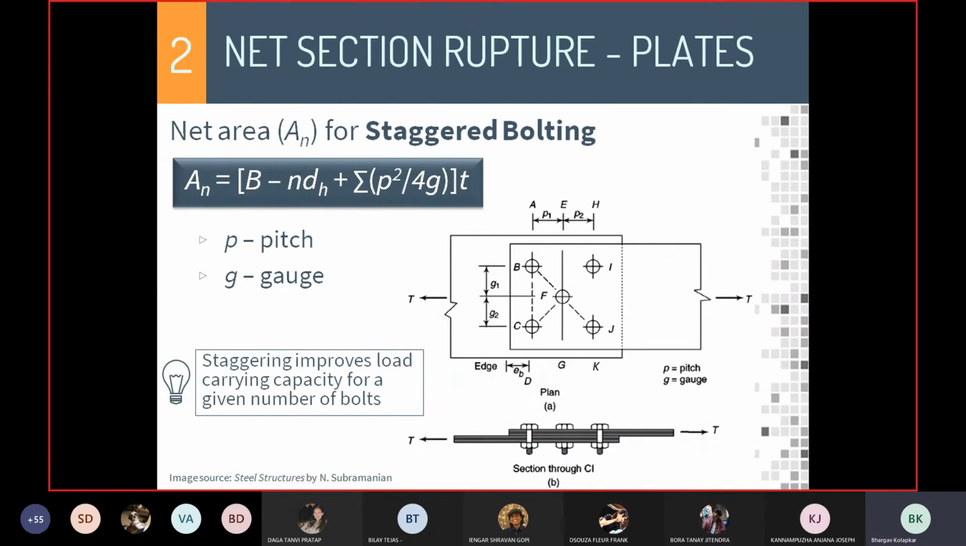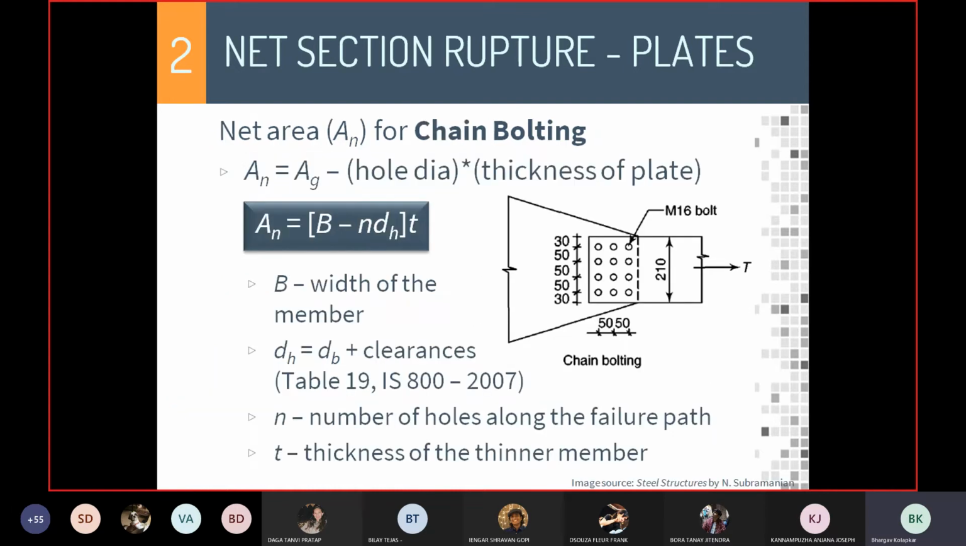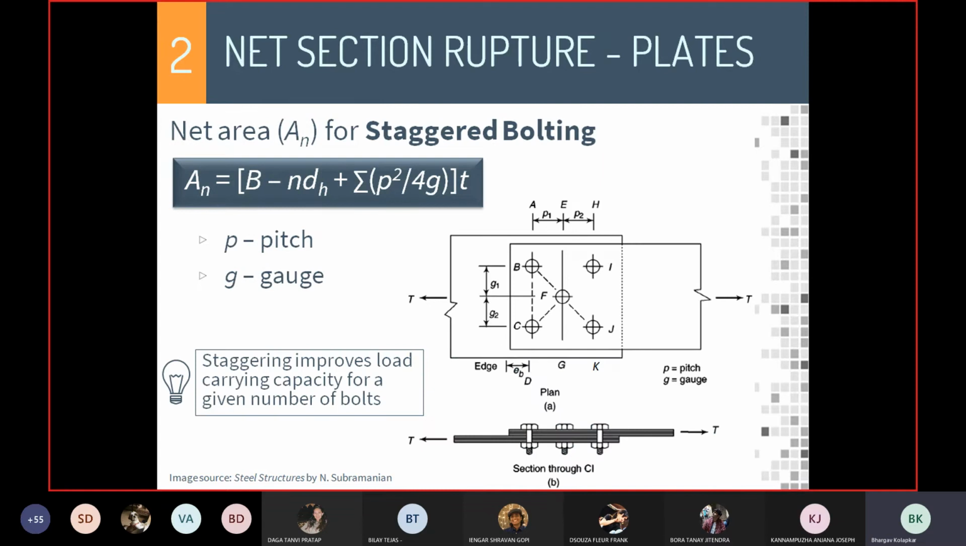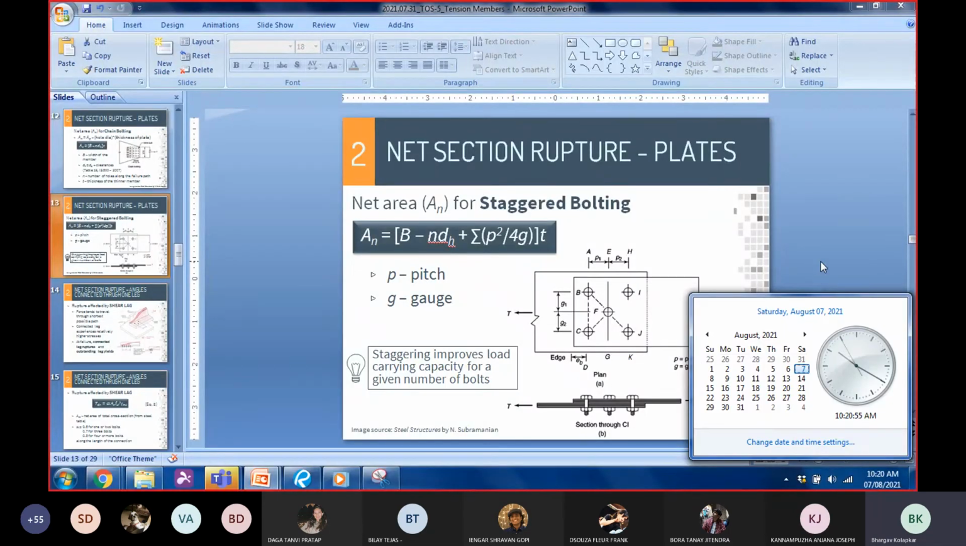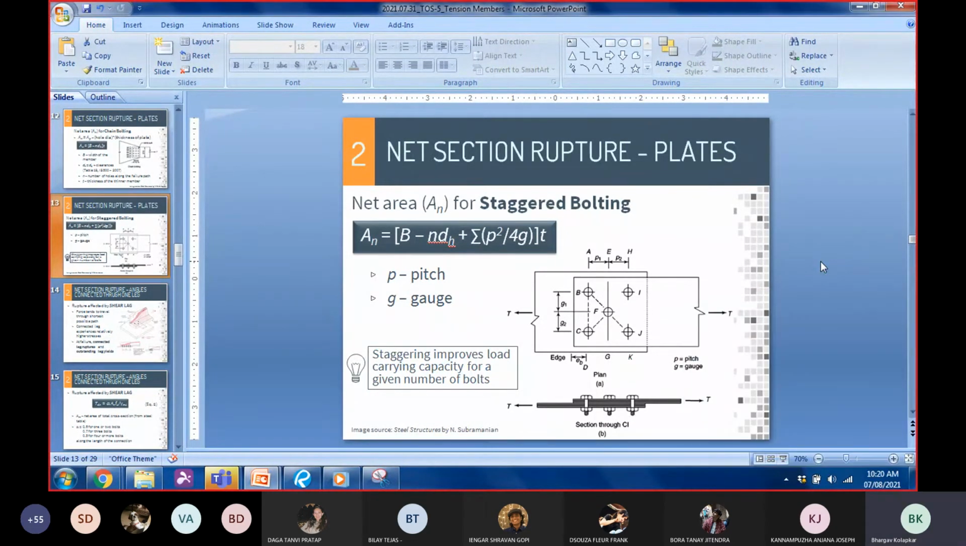Okay, so let us pause here for a moment. Give your brains a little break, and then we'll start with a numerical. We'll put all these concepts into numbers, and then see how to calculate net area for chain bolting, and how to calculate net area for staggered bolting. Okay, so it's 10:20. Let us meet back at 10:25, and we'll solve a quick example and conclude our lecture for today. In the meanwhile, if there are any questions, I'm here.